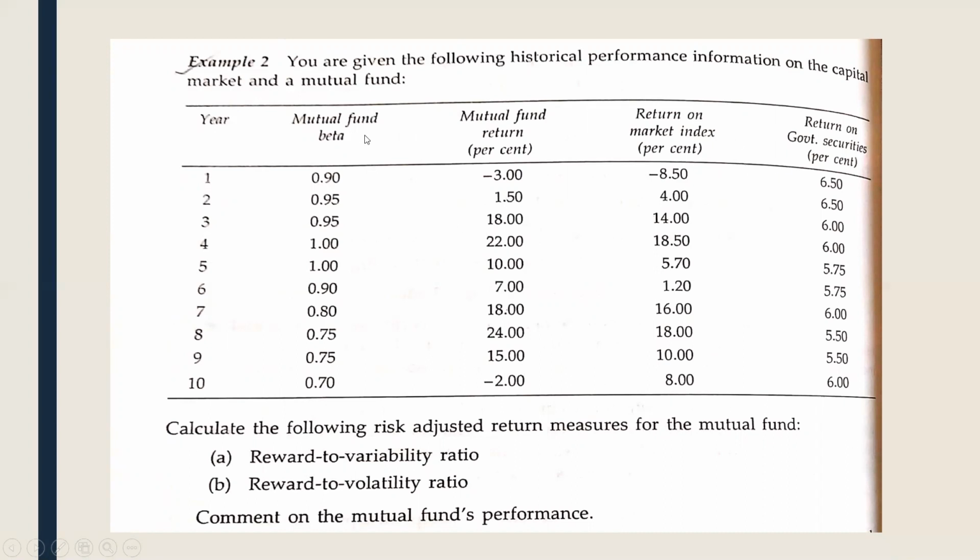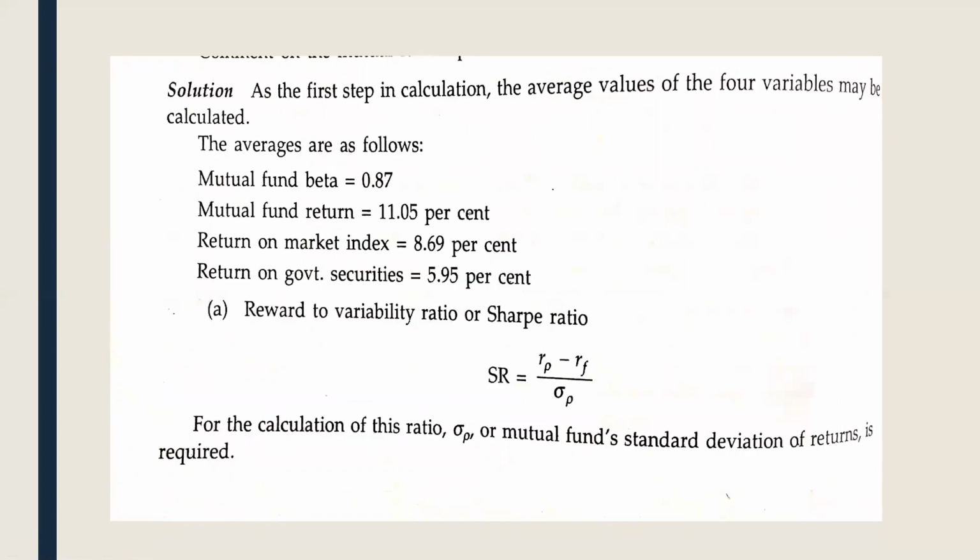See, the mutual fund's beta value can be averaged by adding up all the values and dividing it by 10. In the same way, the mutual fund returns will all be added together and divided by 10. The return of the market index, all these 10 figures will be added together and divided by 10. And the return on government securities will also be summed up and then divided by 10 to get the averages. So these are the averages that we got by doing that.